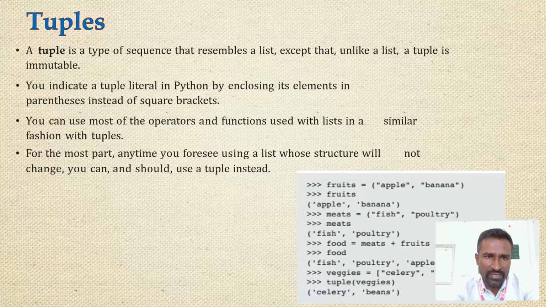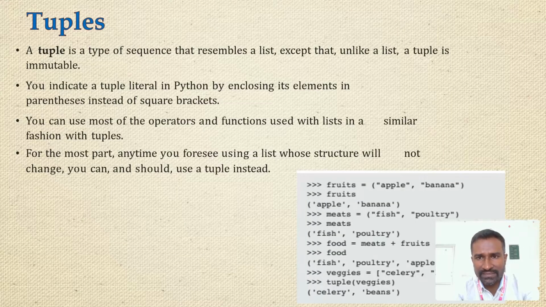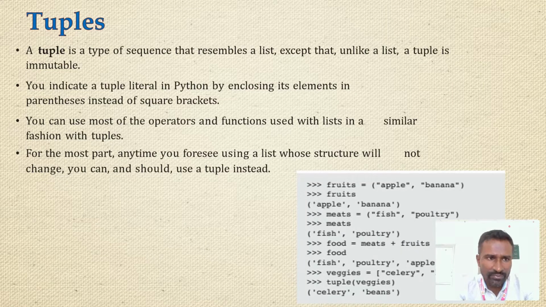So tuple is a type of sequence, like what we discussed in the earlier videos as list, that resembles a list actually. Except that it is the immutable one. List is mutable, tuple is the immutable one. So we are not able to change the element or data directly.